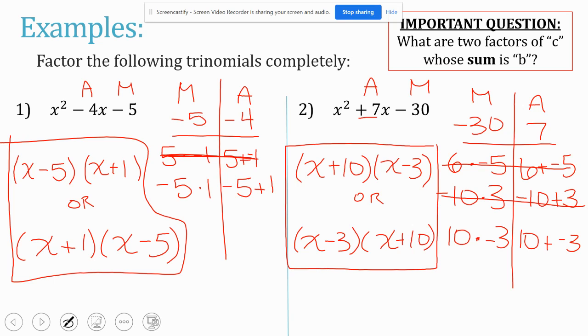Okay, so remember, we're still looking for numbers that add up to the number in the middle, multiply to the number on the end, but when C is negative, that automatically tells us that we're going to have one positive number and one negative number. Make sure you remember the rules when you're adding positives and negatives. Different signs subtract, keep the sign of the larger absolute value.